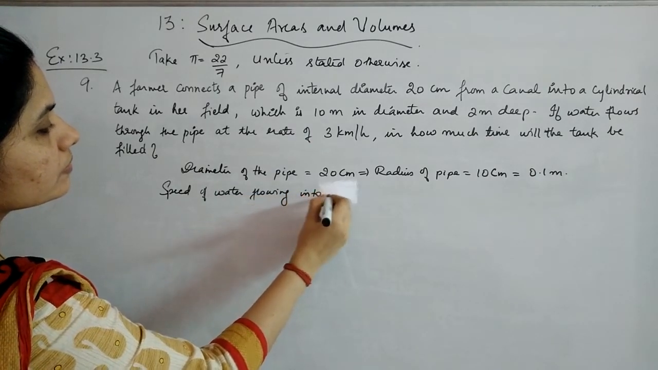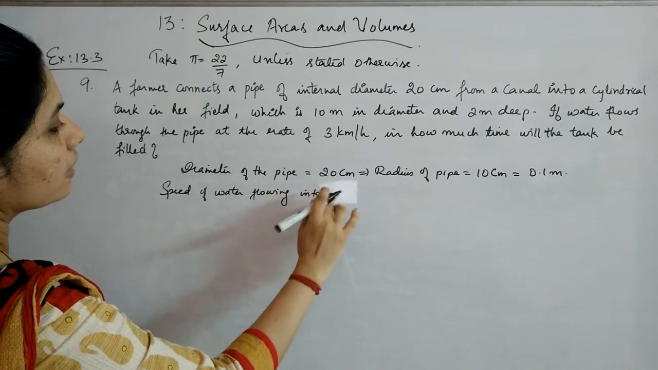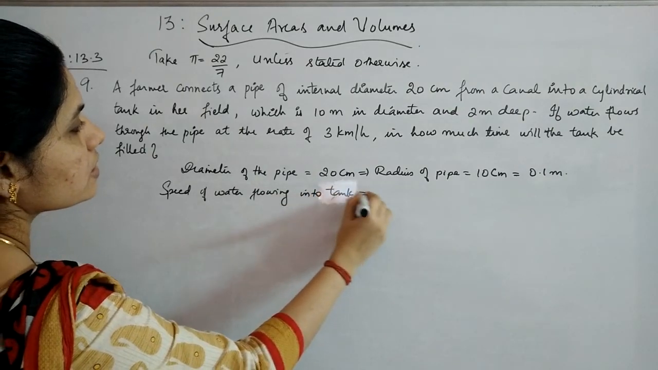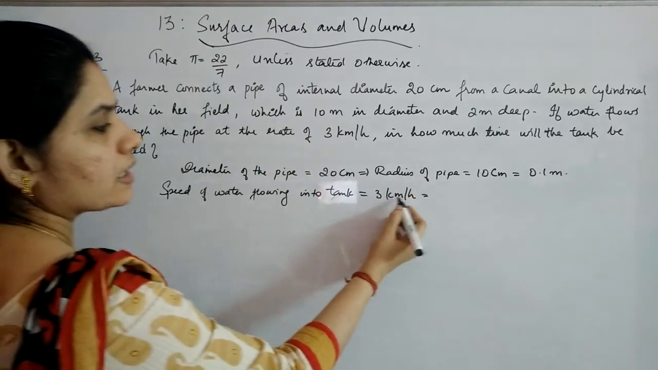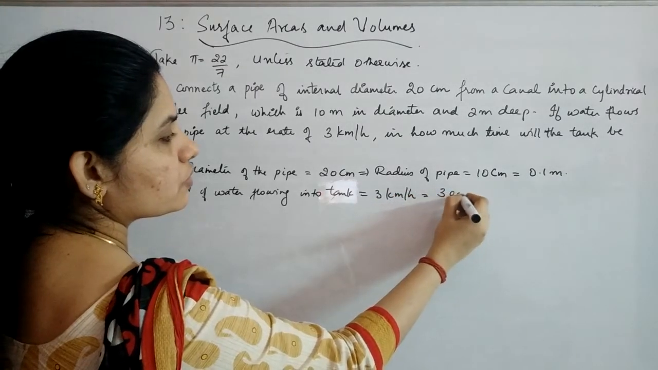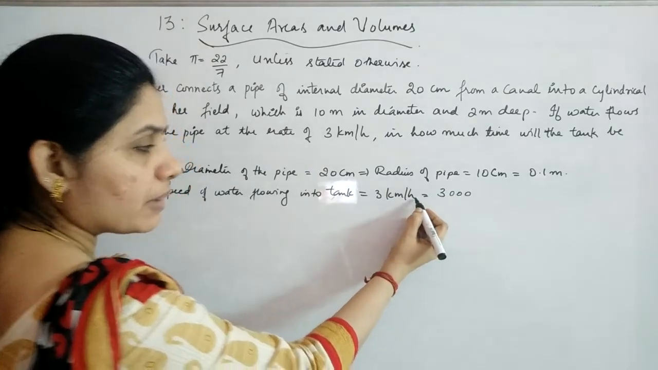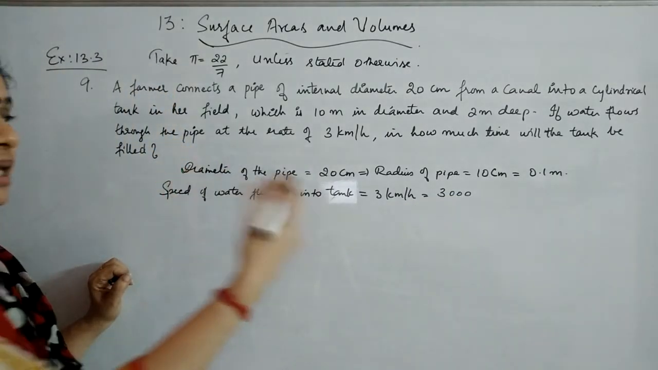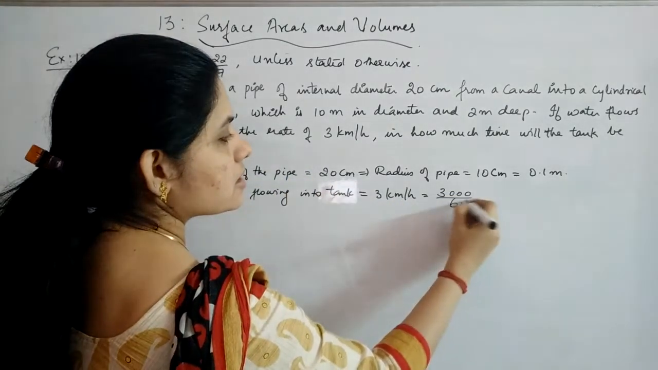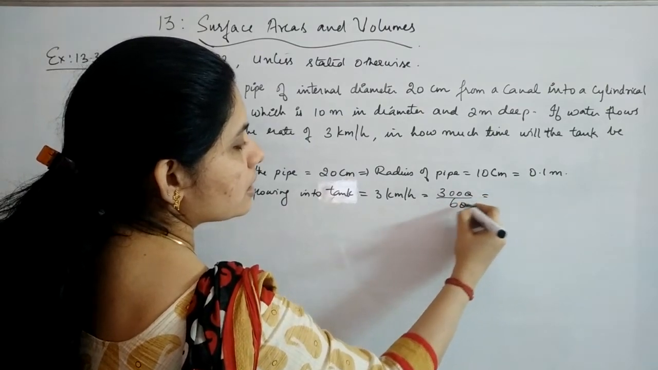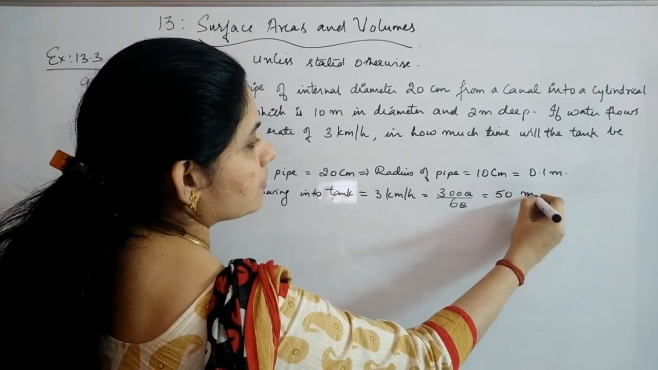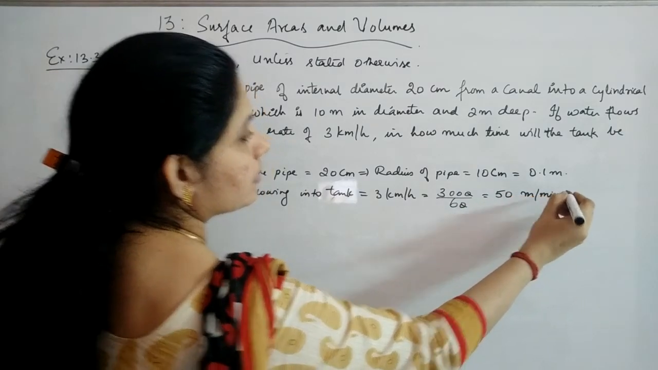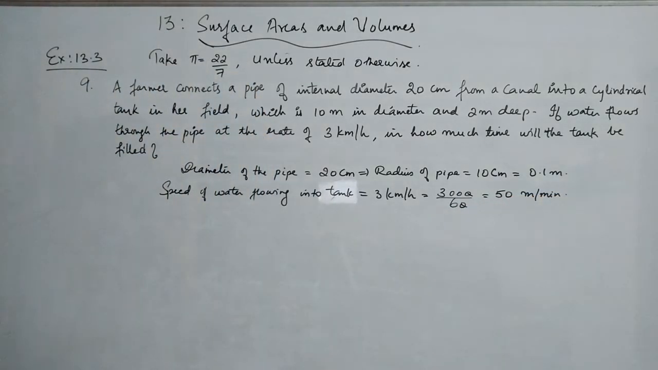into the cylindrical tank. The speed of water flowing into the tank is equal to 3 km per hour. Changing kilometers to meters gives you 3000, and it is per hour. We are changing it to minutes, so it will become divided by 60. So you get 50 meters per minute. That is the speed of water flowing into the tank.